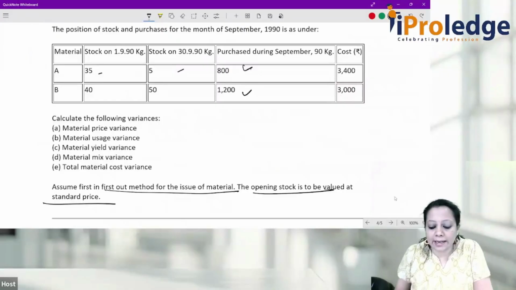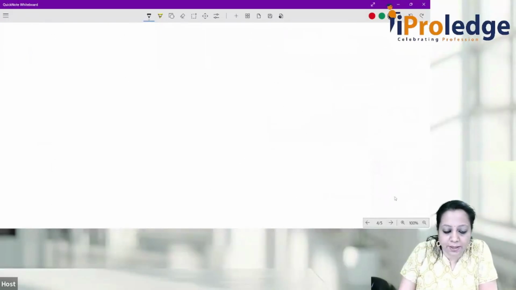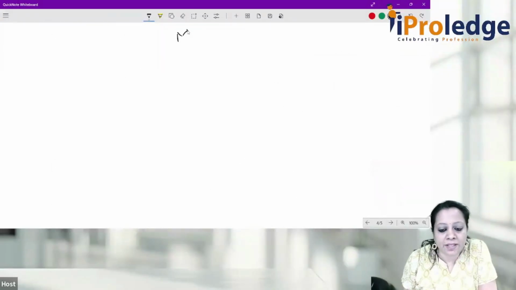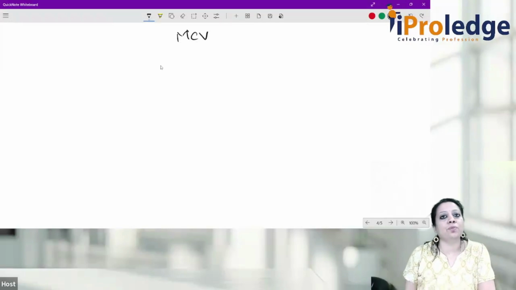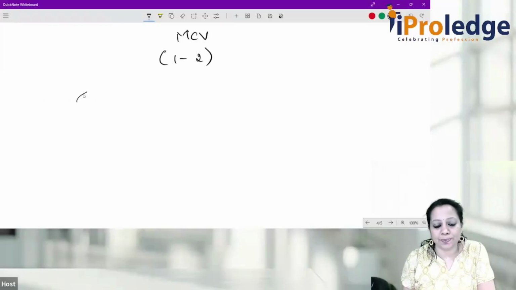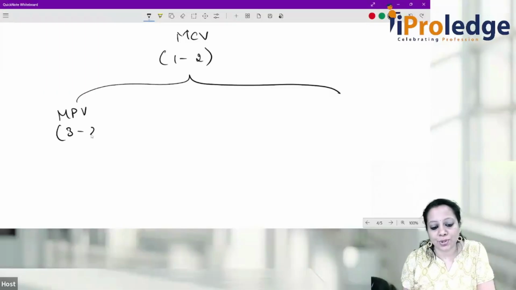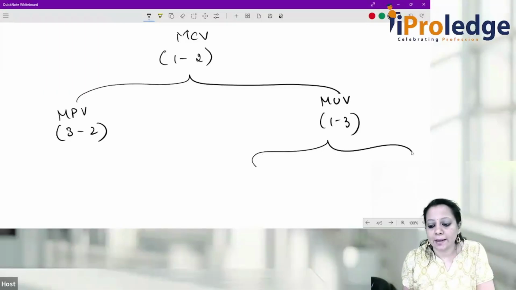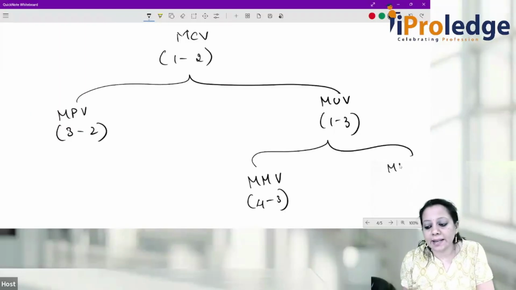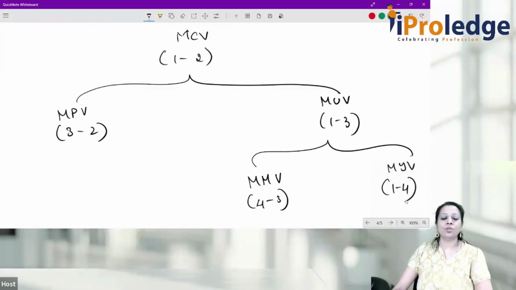Okay. So I hope by now you're all clear with the charts. So I will work on top. Again, I will first write down the variances. I suggest you people also do the same thing. Okay. Material cost variance is 1 minus 2. Then we have material price variance, which is 3 minus 2. Material usage variance, which is 1 minus 3. Then material mix variance, that is going to be 4 minus 3. And material yield variance, that is 1 minus 4. So having said all this, we will go to what is 1, 2, 3, and 4.